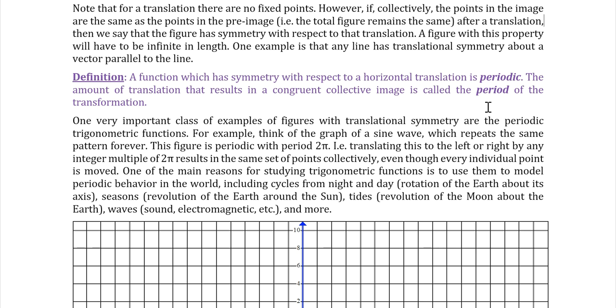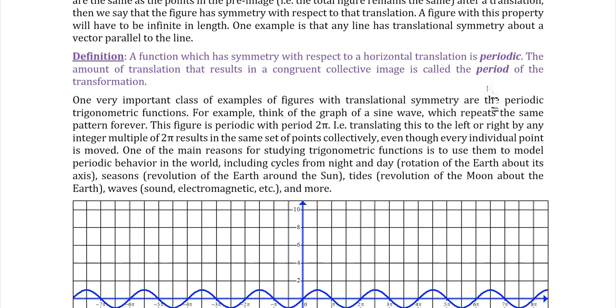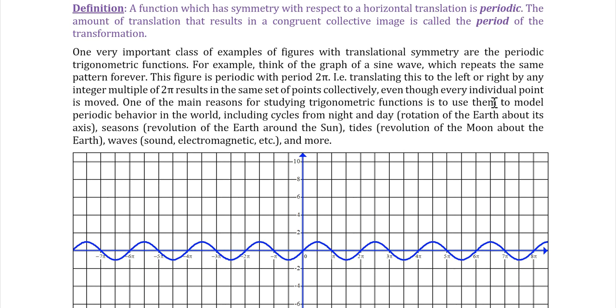A function which has symmetry with respect to a horizontal translation is called periodic. The amount of translation that results in a congruent collective image is called the period of the transformation. And one very important class of figures with translational symmetry that you've studied are periodic trigonometric functions. For example, think of the graph of a sine wave, which we see below, which repeats the same pattern forever. The figure is periodic with period 2 pi.